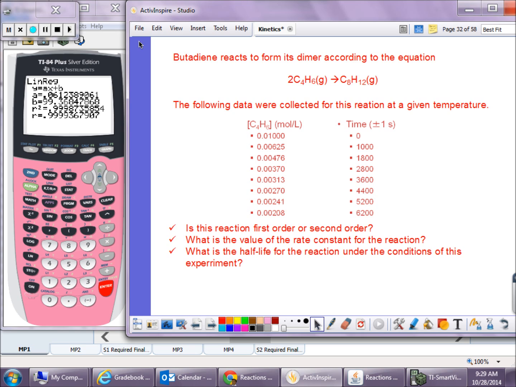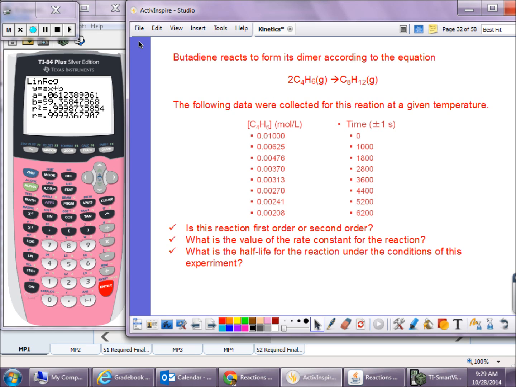Alright, next they ask to find half-life. Now that we know it is a second order reaction, we can use two different methods to find half-lives. I'm going to use the graphical method. That's what we will do.